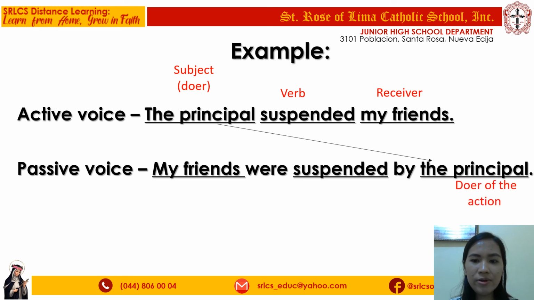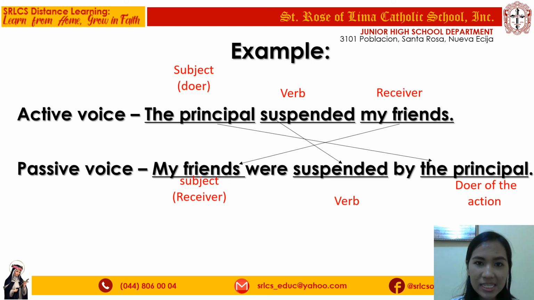Now in passive voice, the principal is still the doer of the action. And then suspended is the verb. My friends is the receiver, but then my friends is now the subject. The principal now here in the passive voice is not the subject. My friends is the subject, which is the receiver here in the passive voice. Understood? Okay, so that is the end of our discussion.